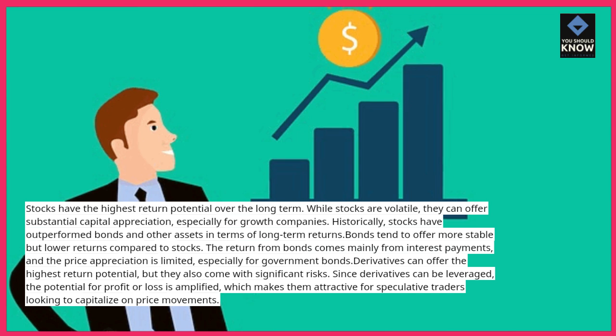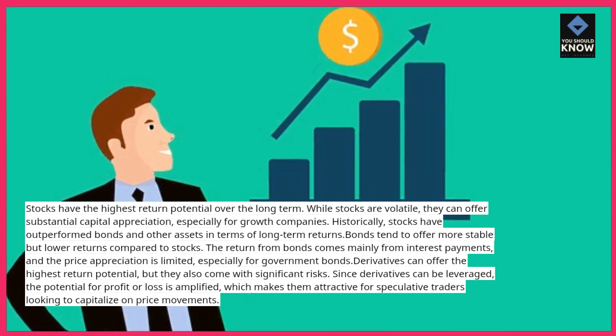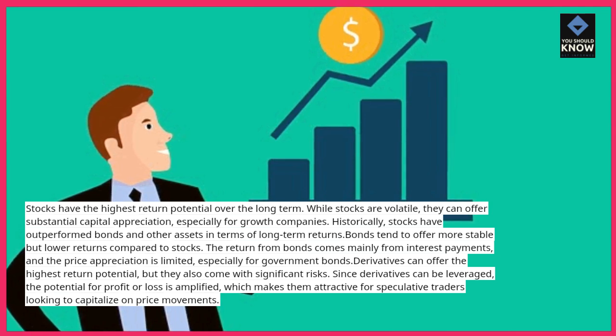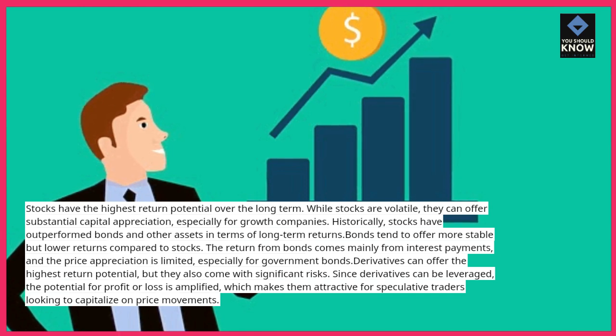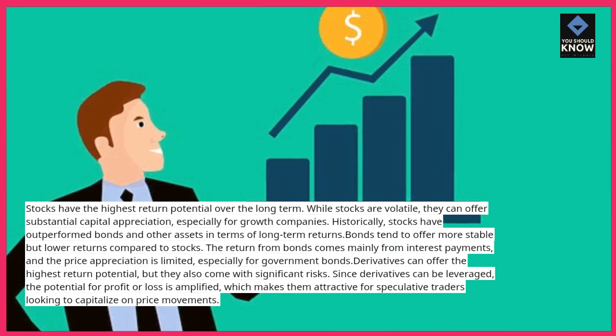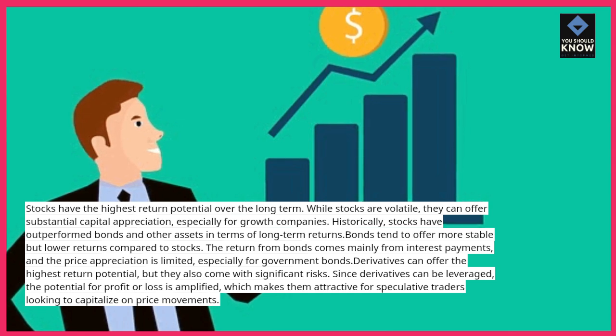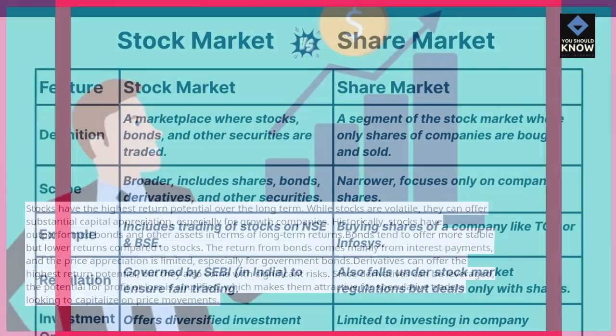Bonds tend to offer more stable but lower returns compared to stocks. The return from bonds comes mainly from interest payments, and the price appreciation is limited, especially for government bonds. Derivatives can offer the highest return potential, but they also come with significant risks. Since derivatives can be leveraged, the potential for profit or loss is amplified, which makes them attractive for speculative traders looking to capitalize on price movements.